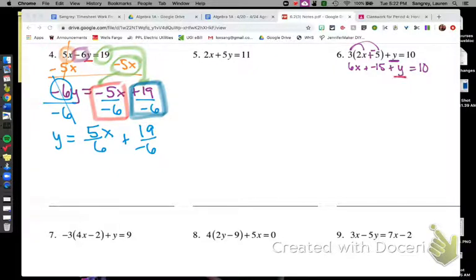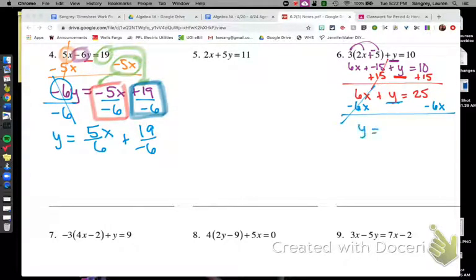Now I'm really trying to get this y by itself. So I'm going to need to add 15 to both sides. Now notice here in blue, I did line up the 10 and the 15 right underneath because those are like terms, so I'm going to be able to add them together. So those 15s cancel. 6x plus y equals 25. I'm still trying to get this y by itself. So now I'm going to subtract 6x from both sides. I have y equals, let's put the term with the x first, -6x plus 25.